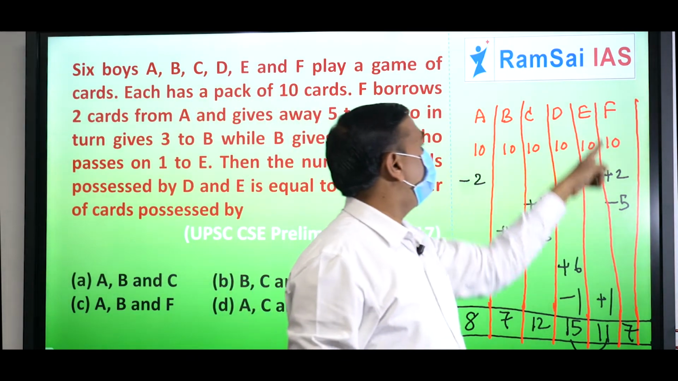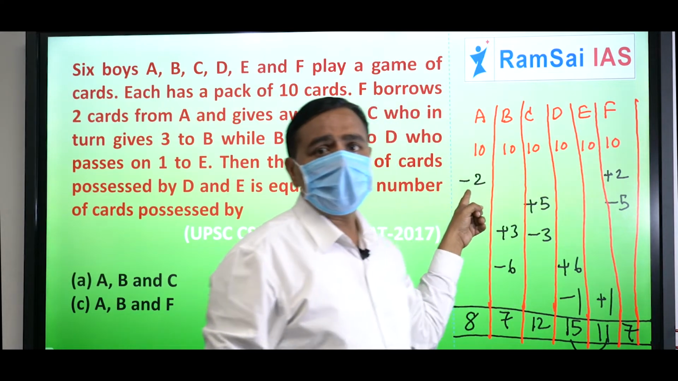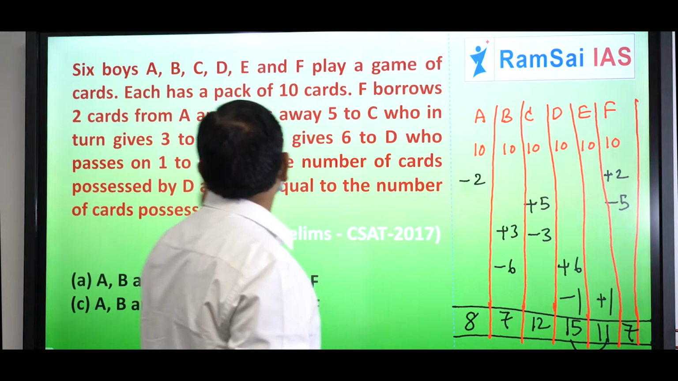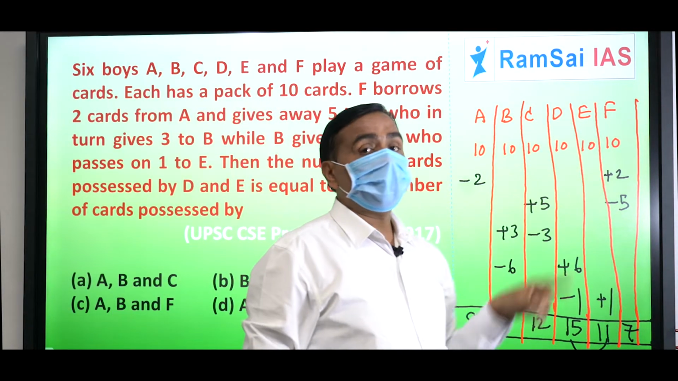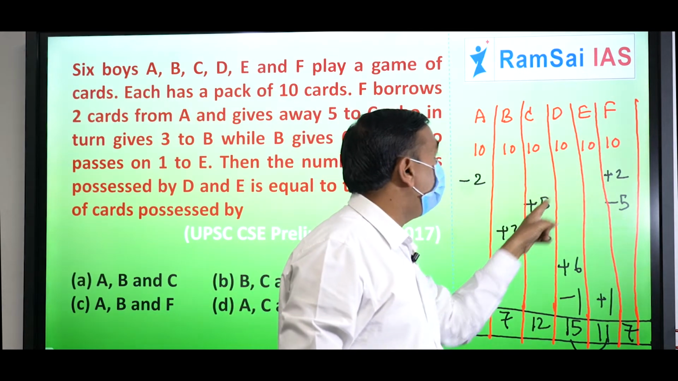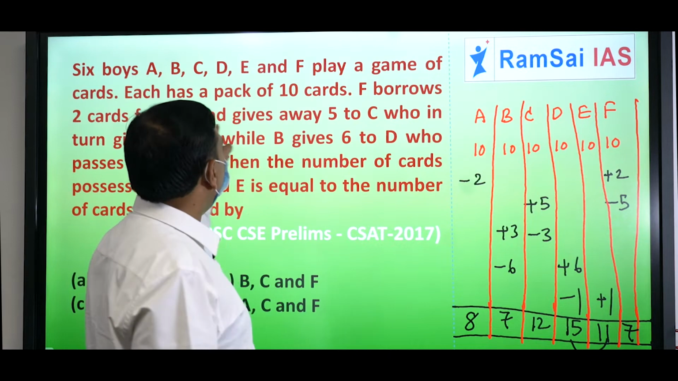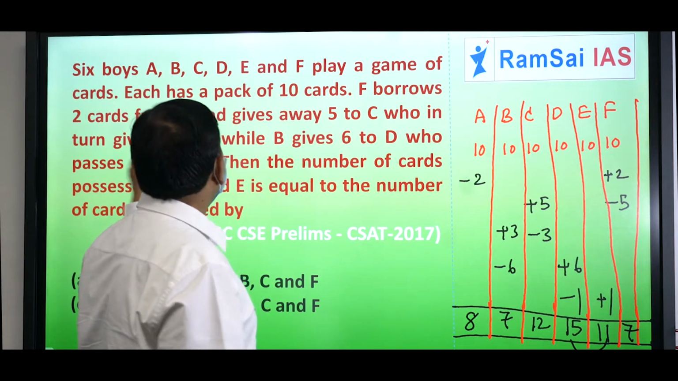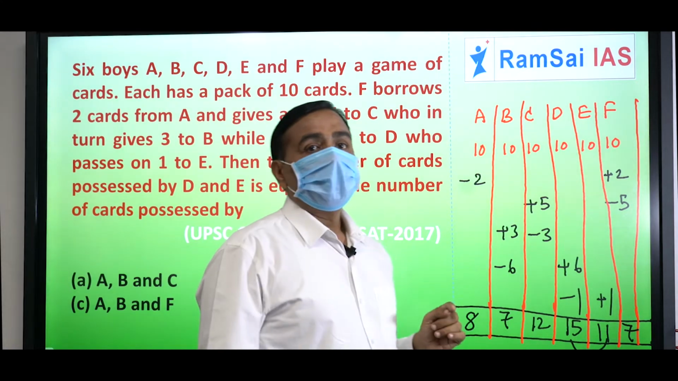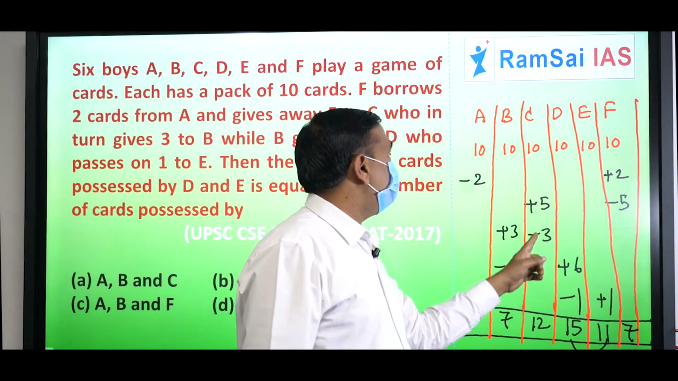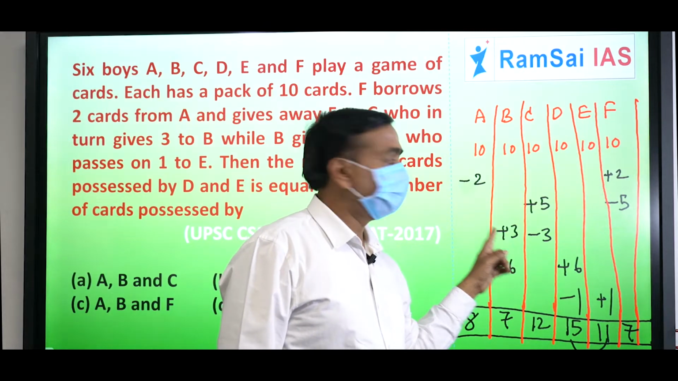That means F possesses plus 2, and A is reduced by 2. Then F gives away 5 to C. That means C is gaining 5 whereas F is losing 5. F borrows 2 cards from A and gives away 5 to C, who in turn gives 3 to B. That means C gives 3 to B. C is foregoing 3 cards but B is gaining those 3 cards.